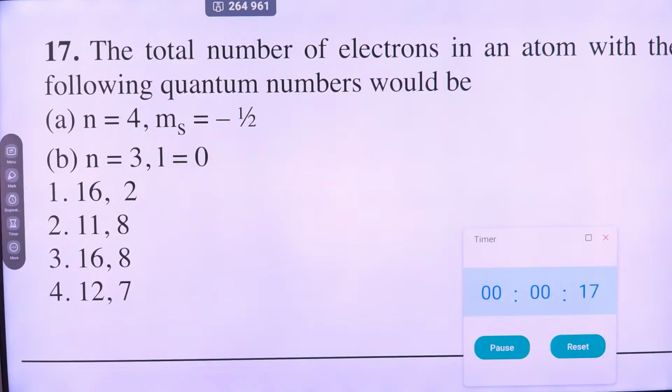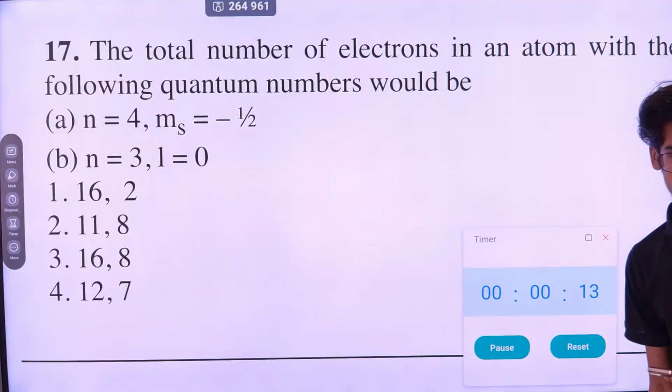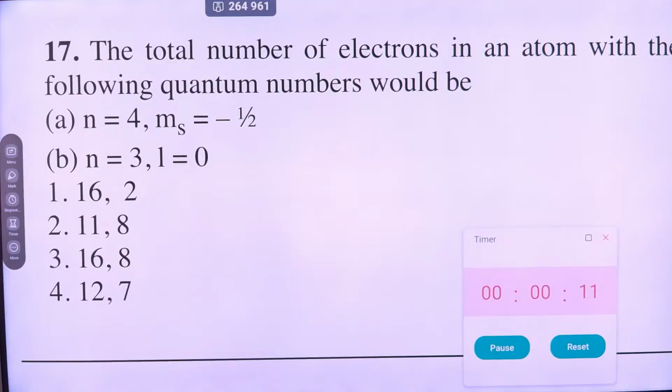Question number 17. Try to write this answer. Concurrent viewers are 4.